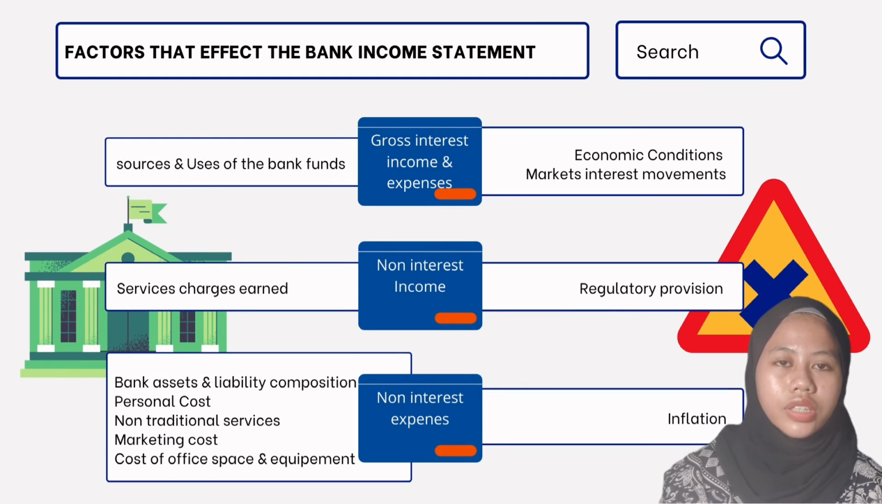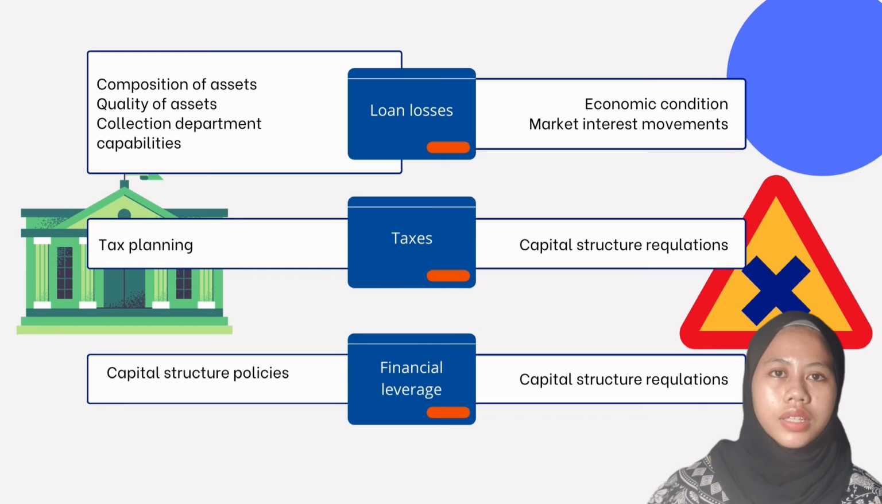Personnel costs, non-traditional services, marketing costs, and cost of office space and equipment can also be affected by inflation. Other than that, composition of assets, quality of assets, collection department's capabilities, and other factors such as economic conditions and market interest movements. Taxes in the income statement can be affected by tax planning of the banks or capital structure regulations. Lastly, changes in capital structure policies by the bank or regulations can affect the financial leverage.